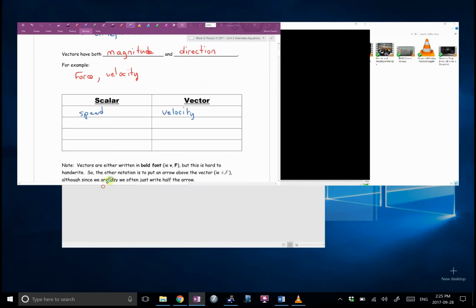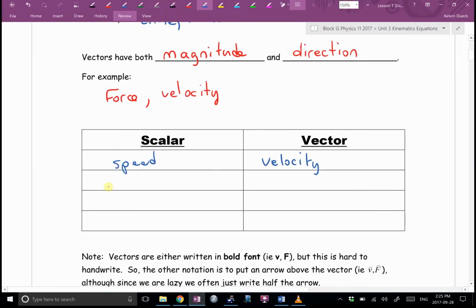I already said that mass is a scalar. And time is a scalar. Acceleration, which I'll abbreviate as accel, is a vector. It makes a difference whether you're accelerating forwards or backwards. If you're accelerating forwards, you're speeding up. If you're accelerating backwards, you're doing the opposite of speeding up. You're slowing down.